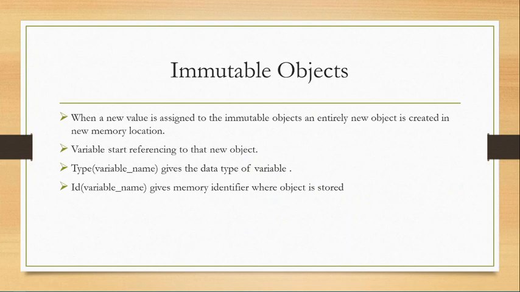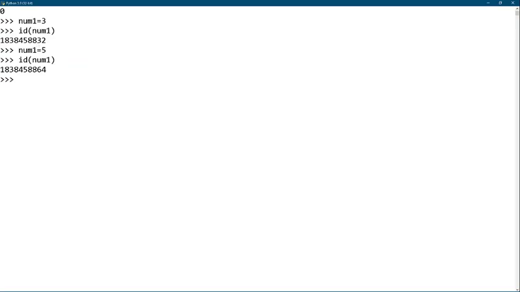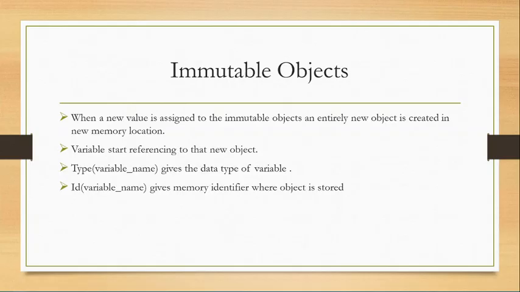When a new value is assigned to an immutable object, an entirely new object is created in a new memory location. As we have seen here, the object 5 is created in a different memory location. The variable just started pointing to this object 5. This means a new object is created, an entirely new object. In place change, in the same place, you cannot change the number. Hence, it is called immutable. Variables start referencing that new object.